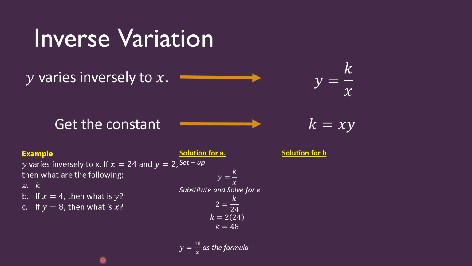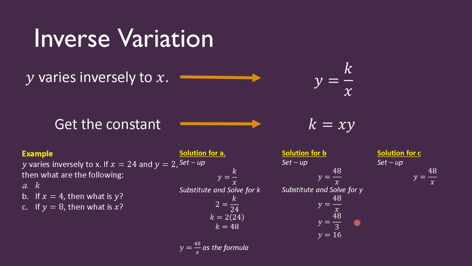Let's have the second problem, which is if x is equal to 4, then what is y? Using our formula, y is equal to 48 over x, we substitute and solve for y. So y is equal to 48 over x. Substituting the value of x, which is 4, 48 divided by 4 is 12. So we can solve that y. If x is equal to 4, then y is equal to 12.